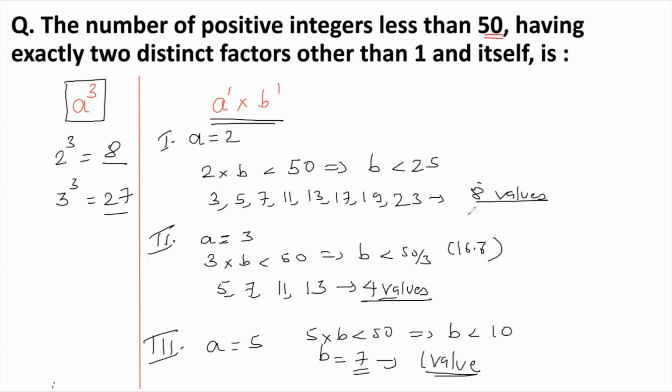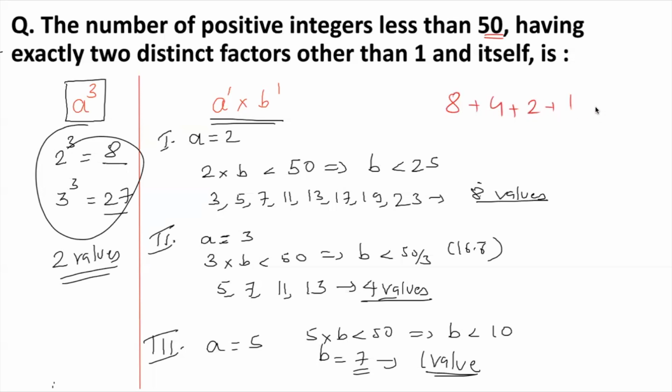From here, we get only one value. From here, you have 4. From here, you have 8. And from here, you have exactly two possible values for the number, right? The final answer will be 8 plus 4 plus 2 plus 1. The total comes out to be 15. So how many positive integers less than 50 satisfy this condition? The answer is 15, the correct answer to your question.